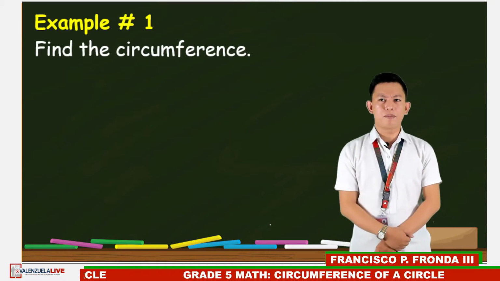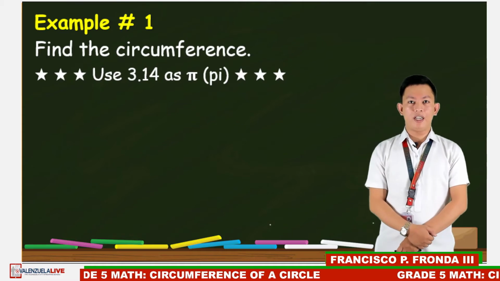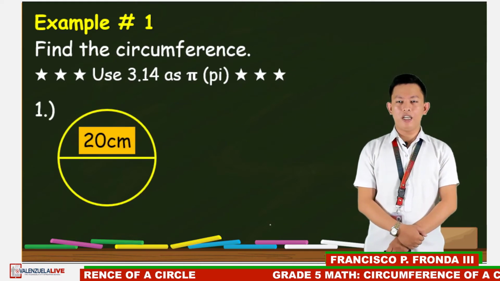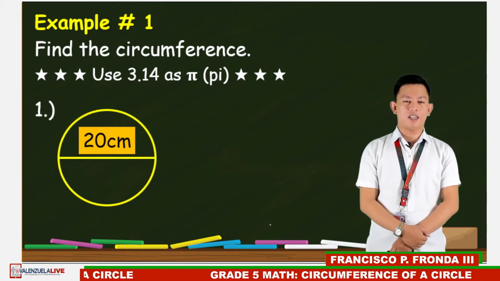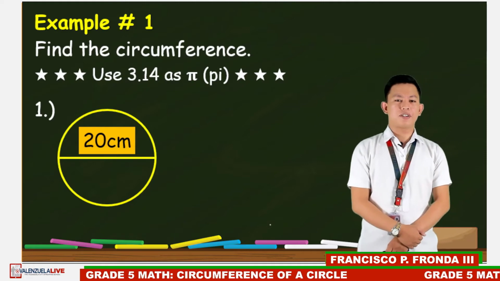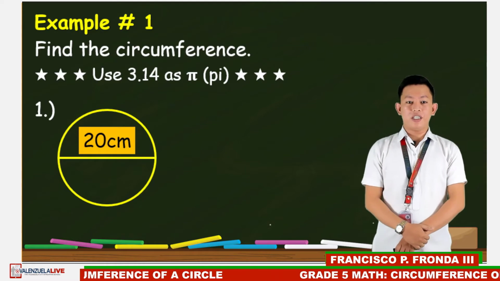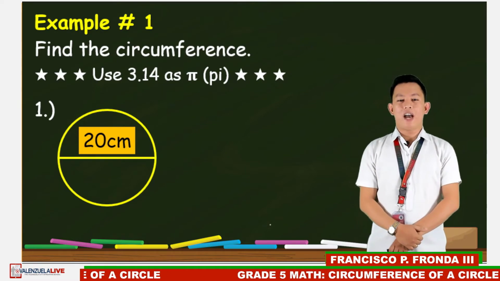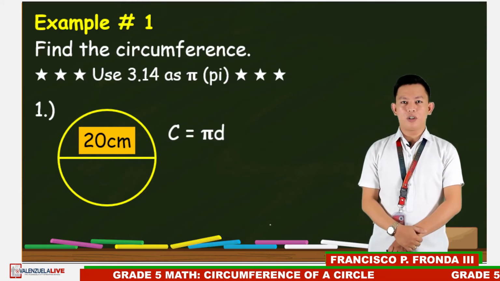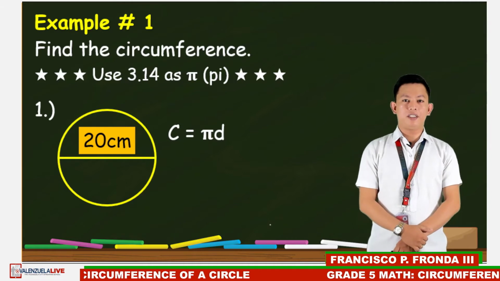Let's have example number 1. Find the circumference. Use 3.14 as a value of pi. This would be the illustration. We have 20 centimeter. What do you notice about the given, grade 5 learners? Very good. It is in the form of diameter. Now, what would be the formula? Very good. We're going to use C is equal to pi multiplied by D.